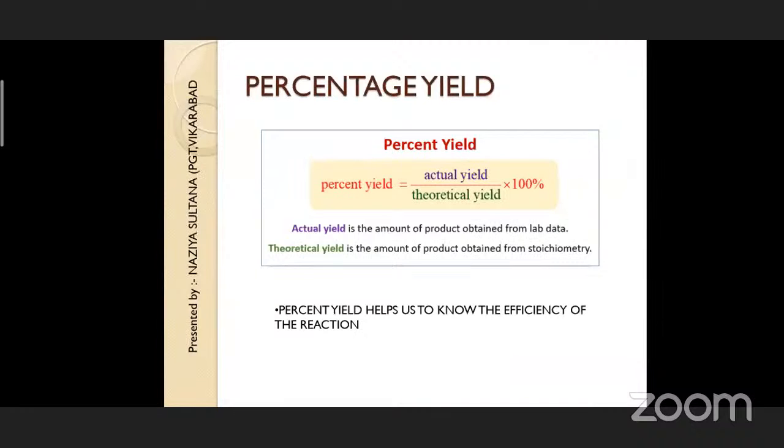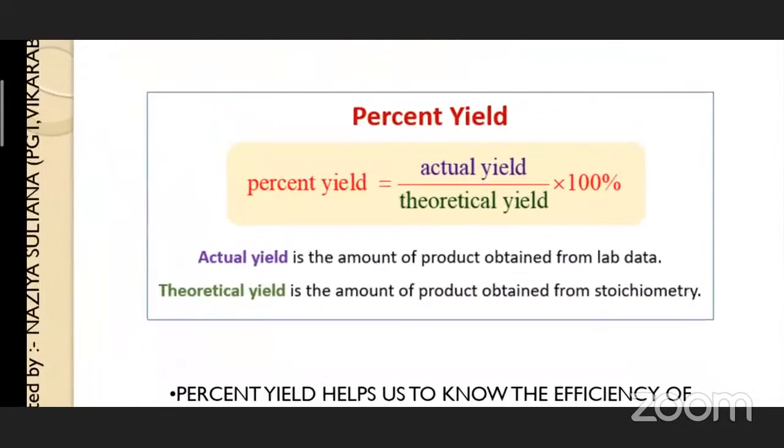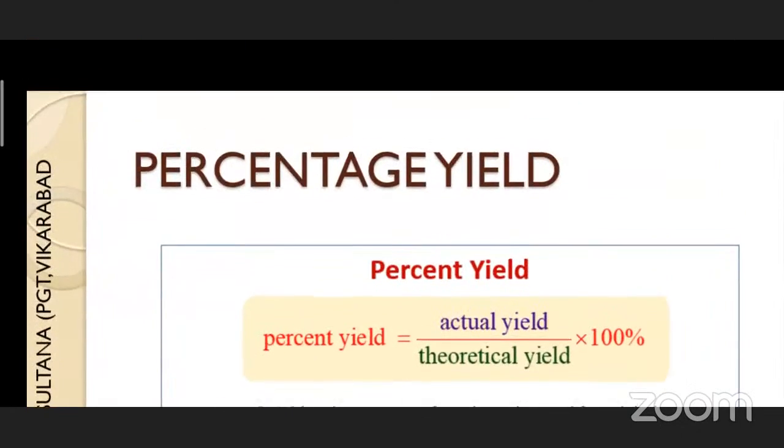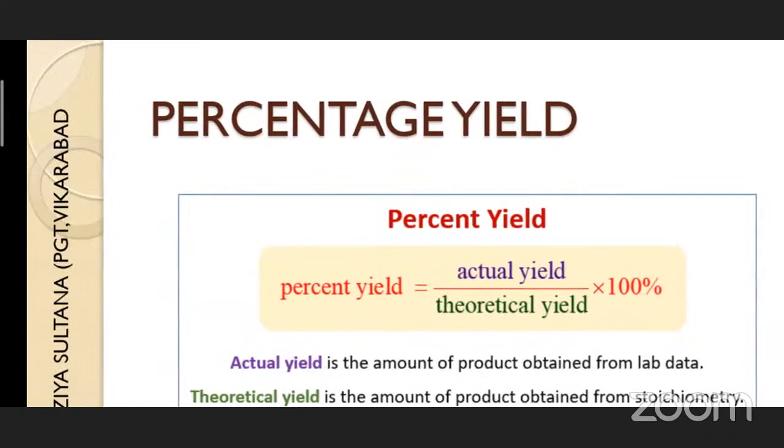Next, let us see percentage yield. First we need to know what yield is. You might have heard of agricultural yield. Yield means the product. Finally, whatever we get, that is called the yield, the product. Whenever we carry out a reaction, we get the product. We have to see how much product we get and how much we should get as per the stoichiometry.